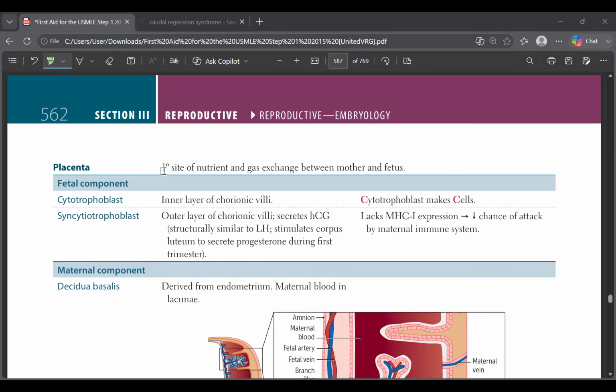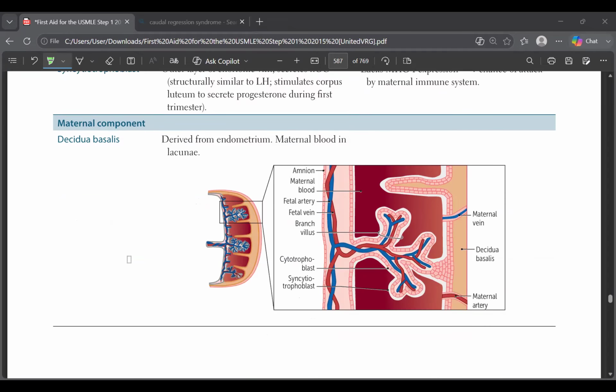So we're now starting on the placenta, which is the primary site of nutrient and gas exchange between mother and fetus. It has a fetal component and a maternal component. I like to see this diagram. It has this maternal component, decidua basalis, and it says that it is derived from endometrium and maternal blood in the lacunae.